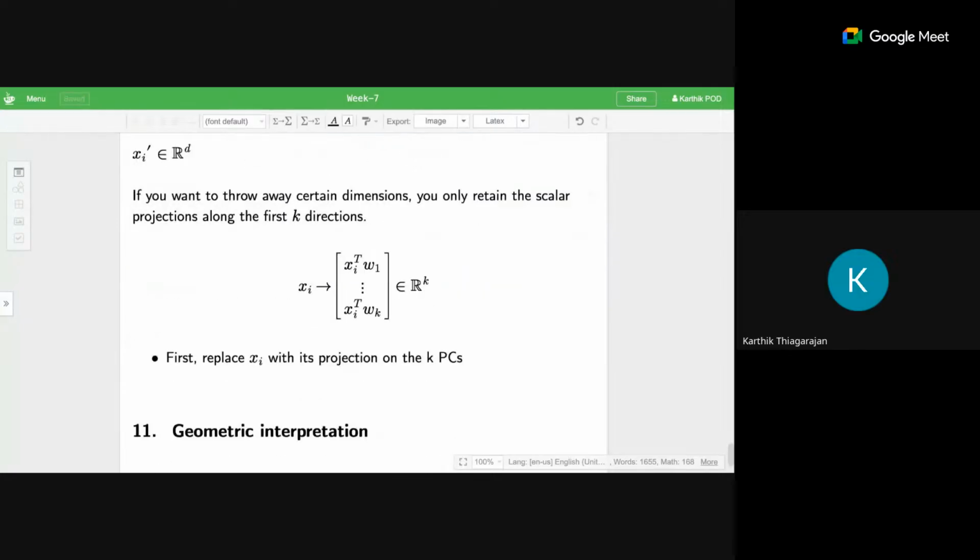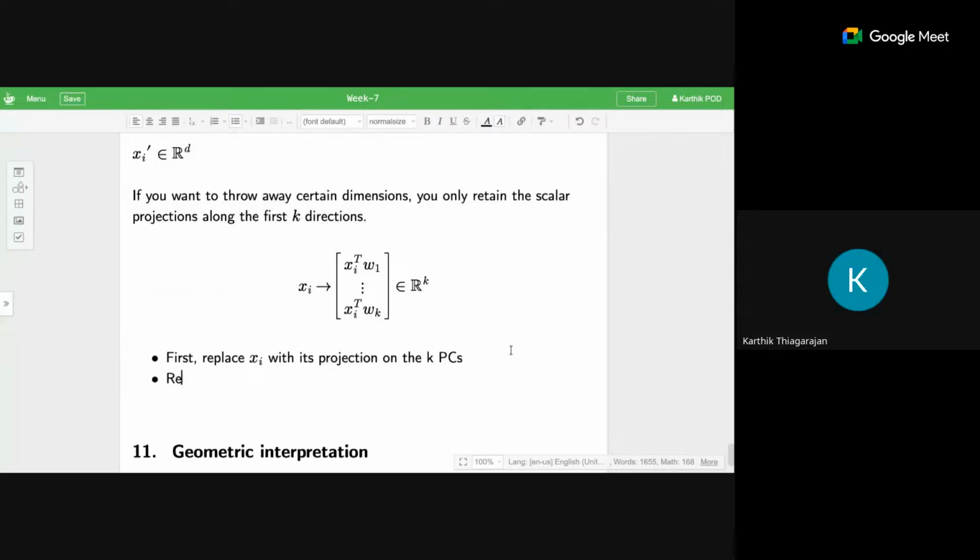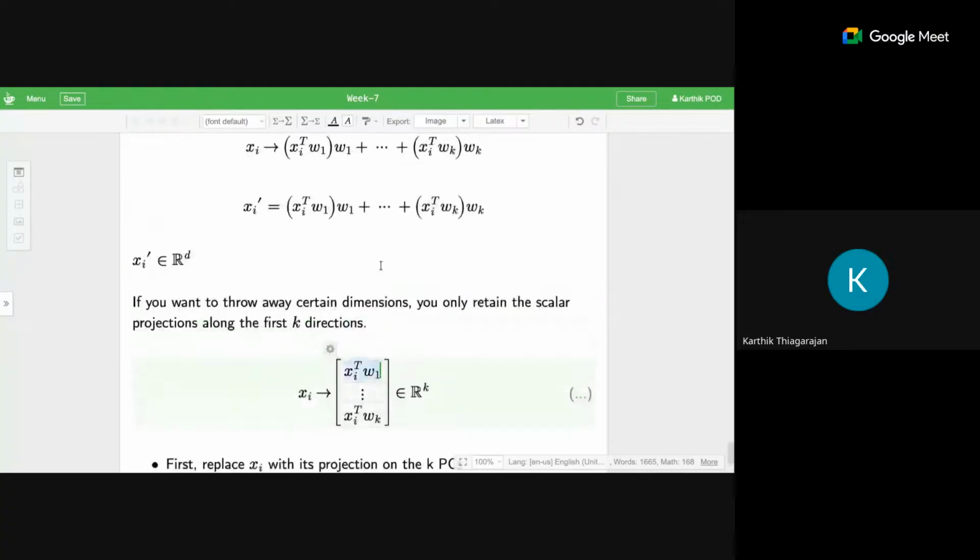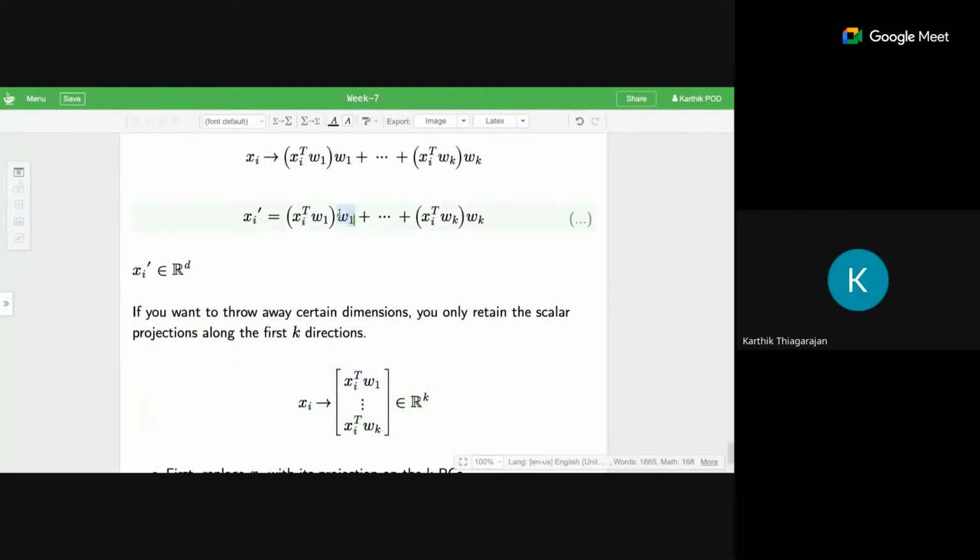actually want the final reduced data set with only k dimensions for each data point, what you'll have to do is retain only the scalar projections on the top k PCs. What do I mean by scalar projections? This is a scalar, right? So you're leaving out the W1 part. You're only retaining xi transpose W1, so on till xi transpose Wk. Okay, is this idea clear?